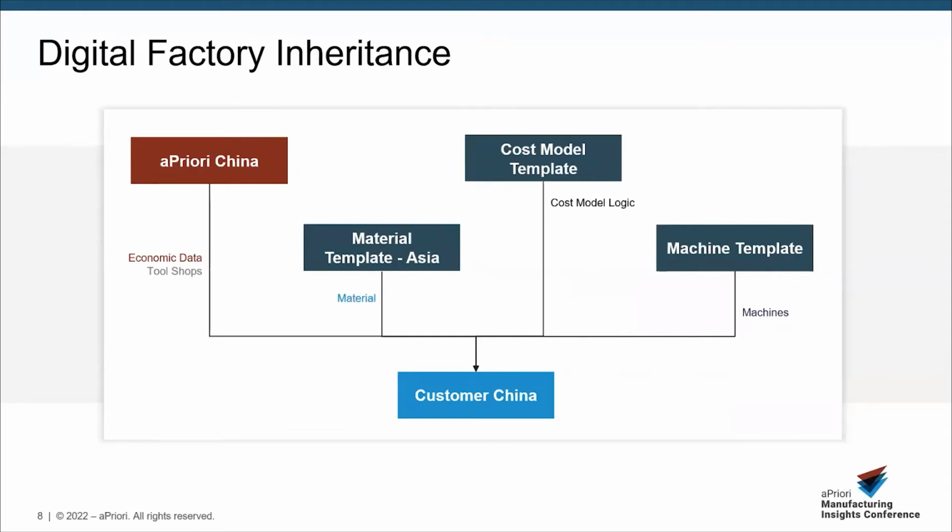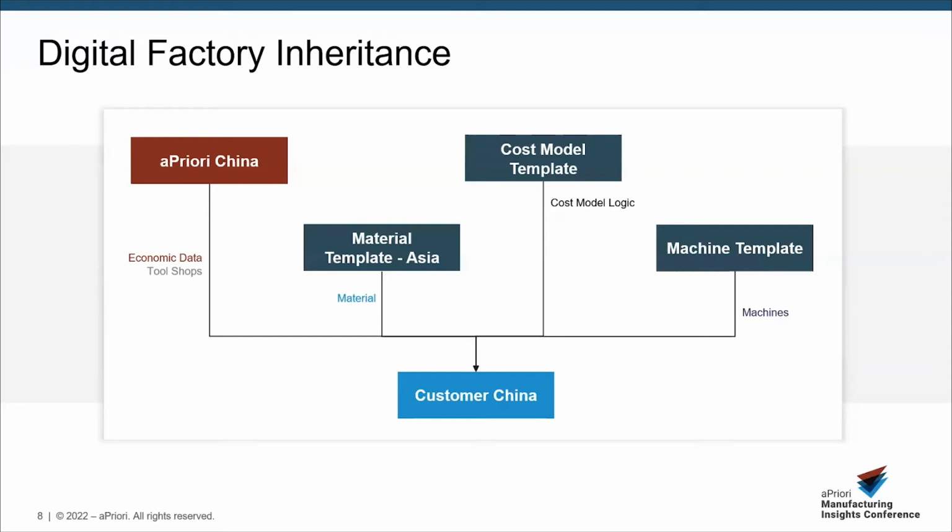So looking at customer China, we can see that the economic data and toolshop data is coming directly from the aPriori digital factory for the associated region. The material data is coming from the Asian material template. The cost model logic is coming from the cost model template, and then the machine data is coming from the machine template. So all of this data is being combined into customer China digital factory, and the customer China digital factory is the one that can be used for costing parts.